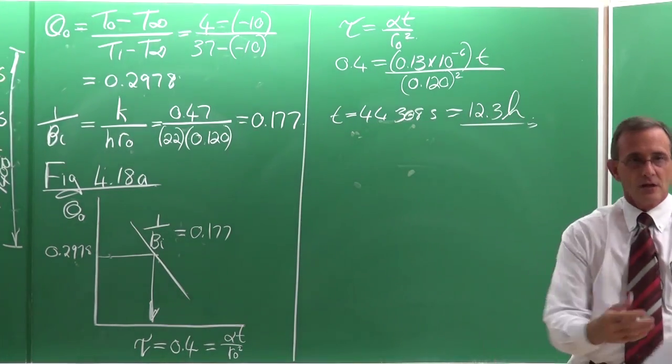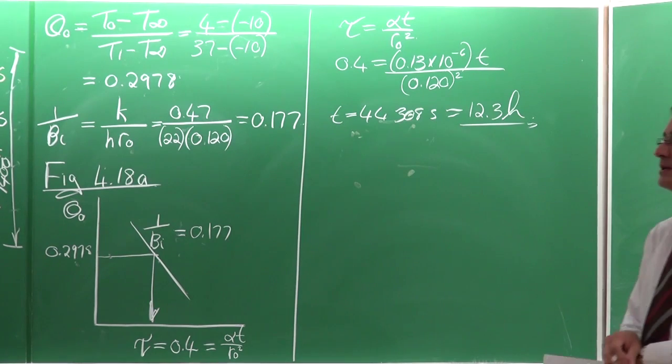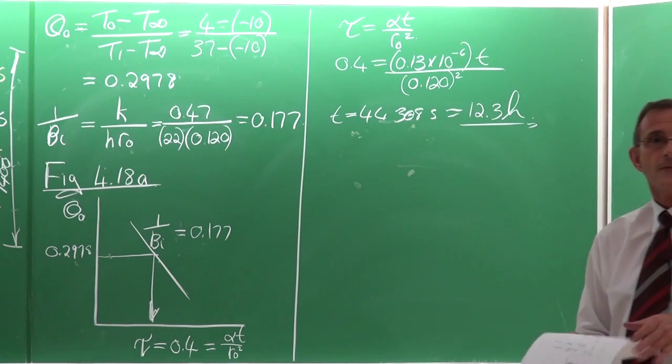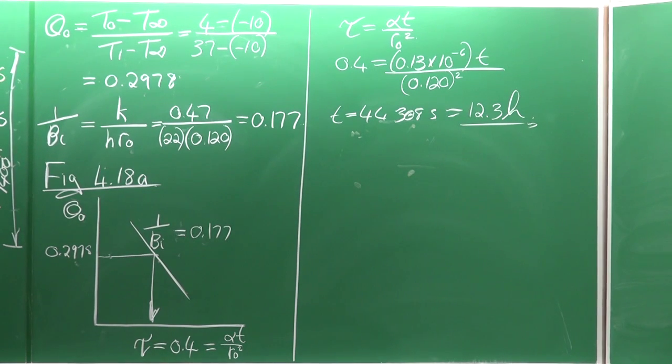So it's about the same as the previous solution that we got analytically. Does that make sense? You're comfortable with that chart?